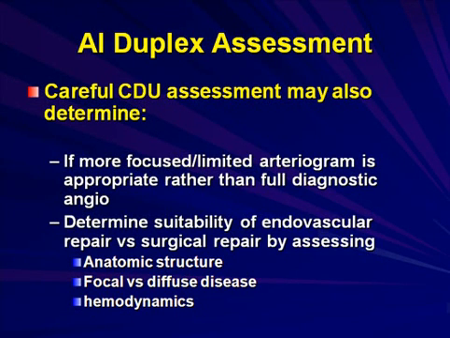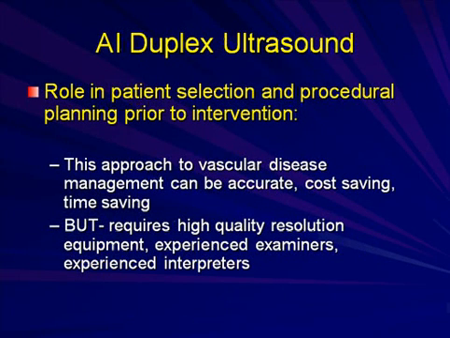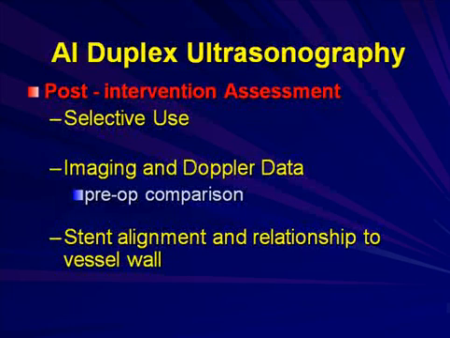We can also determine if a more focused or limited angiogram is appropriate rather than a full diagnostic angio. Many of these patients have other comorbid problems like marginal kidney function, and it may be helpful not to give them a full dye load. We may be able to determine the suitability of endovascular repair versus an open surgical repair just looking at the anatomic structure, if it's focal versus diffuse disease, and what the hemodynamics are within the segments. This role in patient selection and procedural planning prior to intervention can be accurate, cost-saving, and time-saving, but it does require high-quality resolution equipment and experienced examiners and interpreters.